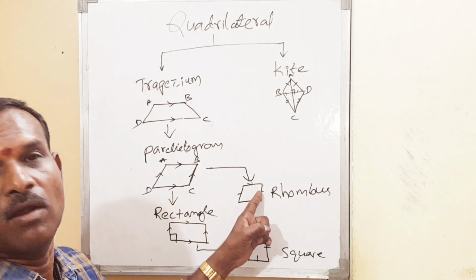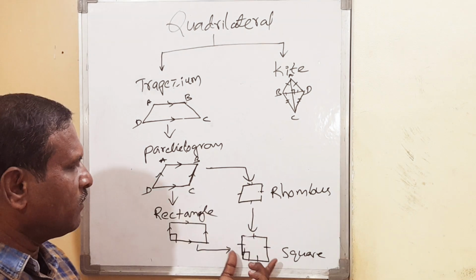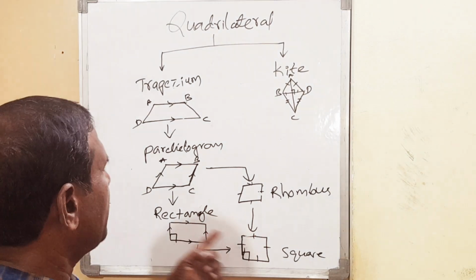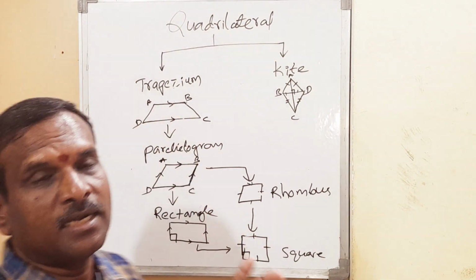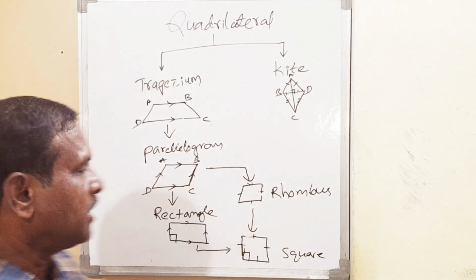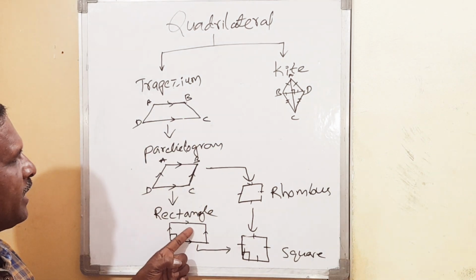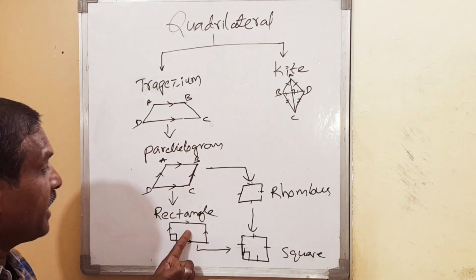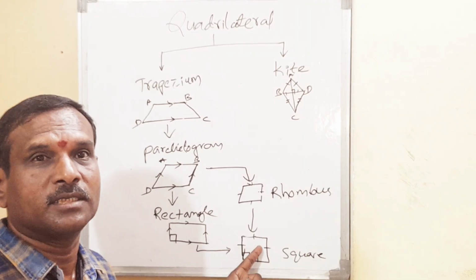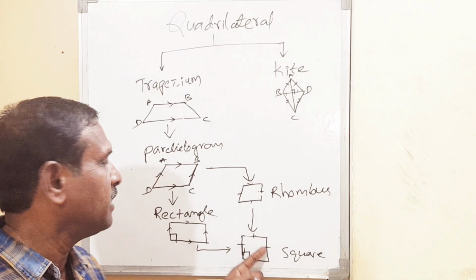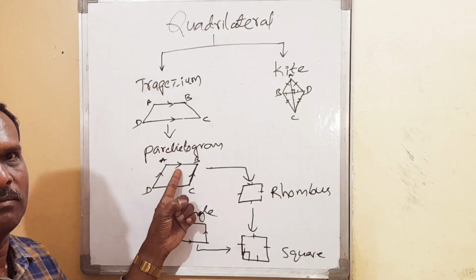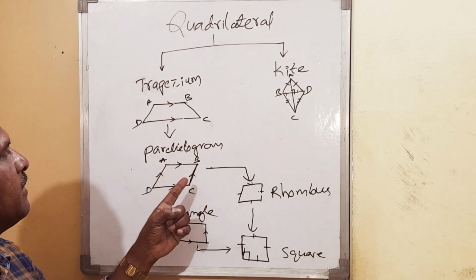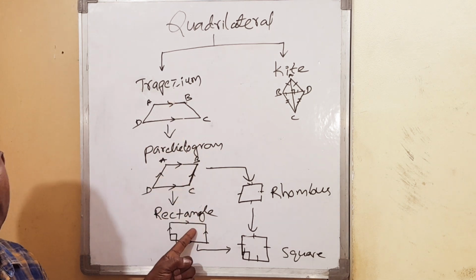Also square is a rhombus. Means the down one, here we are taking square. Square is a rhombus, square is a rectangle, square is a parallelogram, square is a trapezium, we can say. Now if you take rectangle, rectangle is a parallelogram. In the same way, rectangle can be a trapezium also, but rectangle cannot be a square. Rectangle is not a square. Here if you say parallelogram, parallelogram is a trapezium, but parallelogram is not a rectangle.